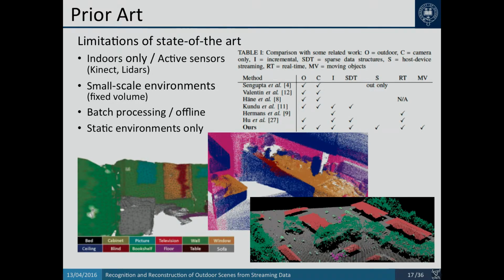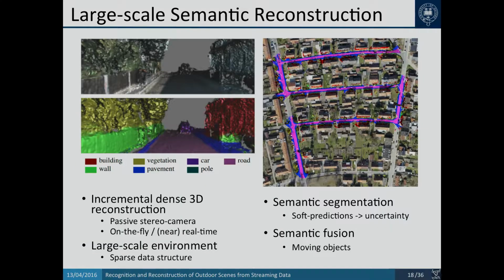So reconstruction and segmentation of point clouds is a very popular topic, but despite the large body of literature, most of these approaches suffer from some limitations. I don't want to go into the details, but typically they either assume indoor scenes or active sensors, or they work only in very small environments, or they first need to pre-capture these point clouds and then they can segment and so on. So we propose pretty much the first end-to-end system for dense, large-scale semantic 3D reconstruction for outdoor scenes that works from passive cameras at near real-time rates.